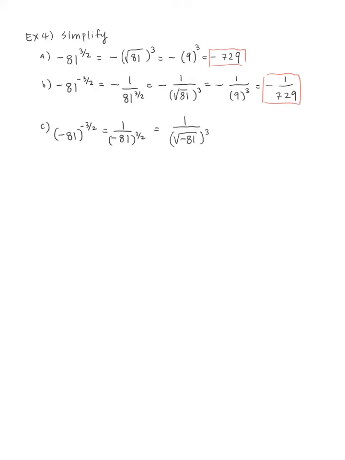Now do you notice something? We got the square root of a negative 81. Can we take a square root of a negative? Nope, we cannot, because if you square any number, it's always going to be positive. There's no way that if you square a number, it's going to be negative. So in this case, we say that the answer is not going to be a real number. I'll write it as not a real number.